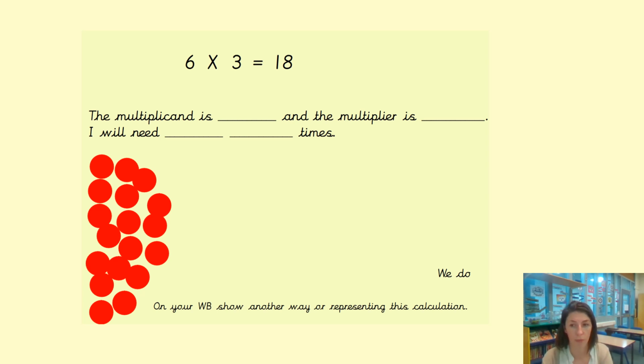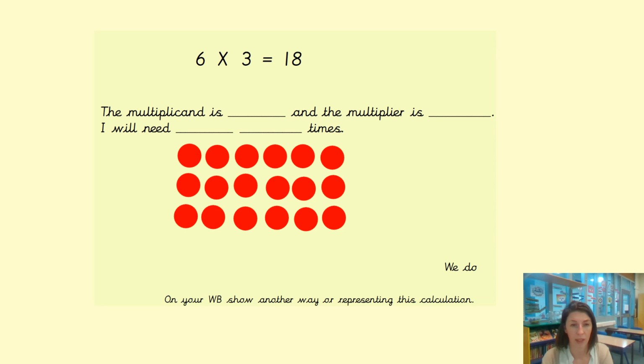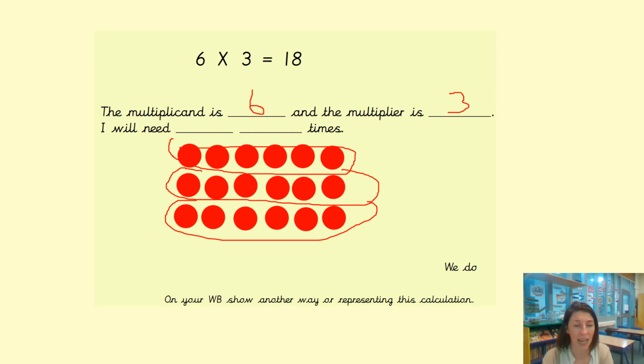How did you get on? So here I've laid out my counters into 6 3 times. I've got 1 lot of 6, 2 lots of 6, 3 lots of 6. My multiplicand is 6 and my multiplier is 3. So I will need to have 6 3 times. And we know the answer is 18. Do you have any other ways you can represent this calculation? Maybe pause the video here now and have a go.